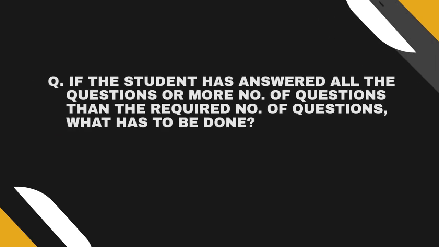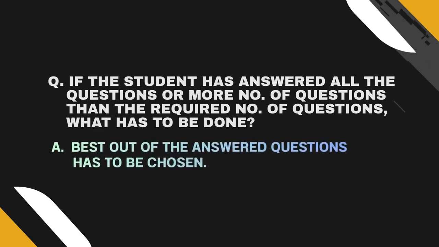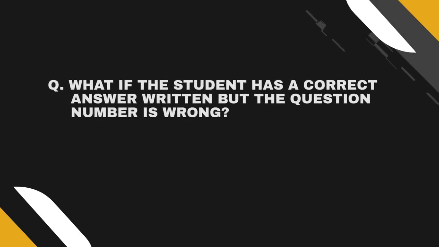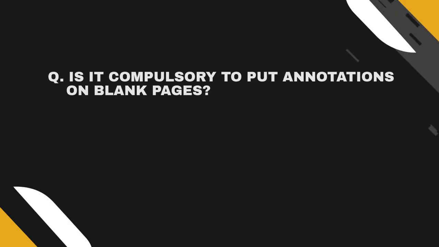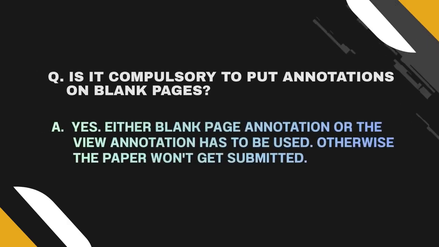If a student has answered all the questions or more number of questions than required, what has to be done? Best out of the answered questions has to be chosen. What if the student has a correct answer written but the question number is wrong? In that case, mark can be given with a note annotation mentioning that question number written wrong. Is it compulsory to put annotations on blank pages? Yes. Either blank page annotation or the view annotation has to be used. Otherwise, the paper won't get submitted.